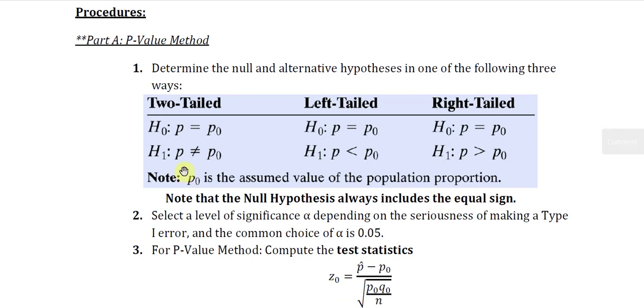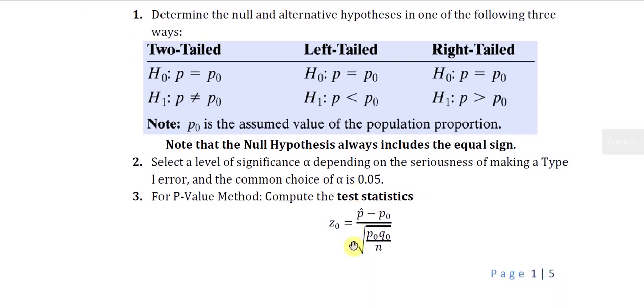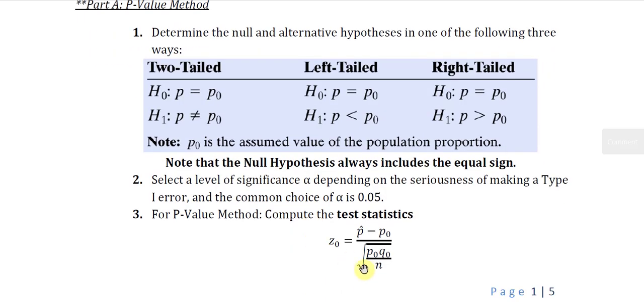And then the next step is we select a level of significance alpha, and this will depend on the seriousness of making a type 1 error. The common choice for alpha is 0.05, and usually we are given this value in the problem. And then to do the p-value, we must compute the test statistic. The test statistic for the normal z is the point estimate minus p0, which is the claim value, over the square root of p0q0 over n.